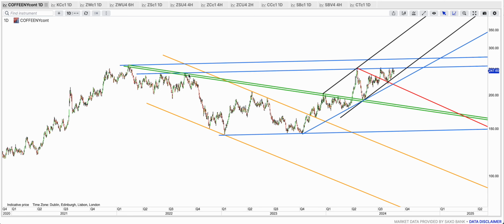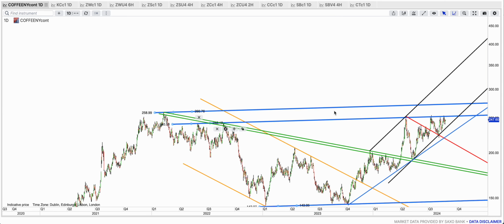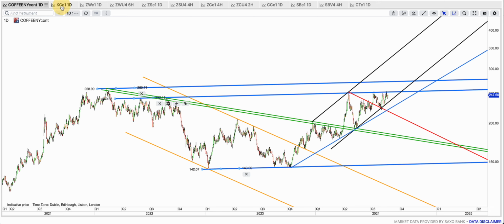255, 1, 2, 3, 4, 5, 6 touches, it is going to be broken at 255. That's what I'm expecting, for it to rally towards 275. There is still a gap though at 227. I don't know if that is going to get filled.